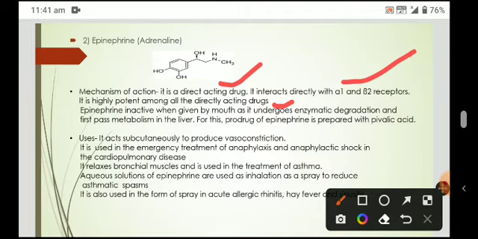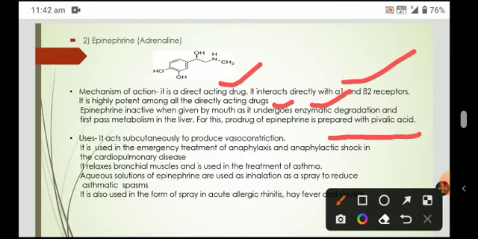Second thing is that it is inactive when it is given by mouth. It is inactive when taken by mouth because it undergoes enzymatic degradation and first pass metabolism in the liver. So it is always prepared with pivalic acid in order to avoid its enzymatic degradation. After that, the next point is uses.